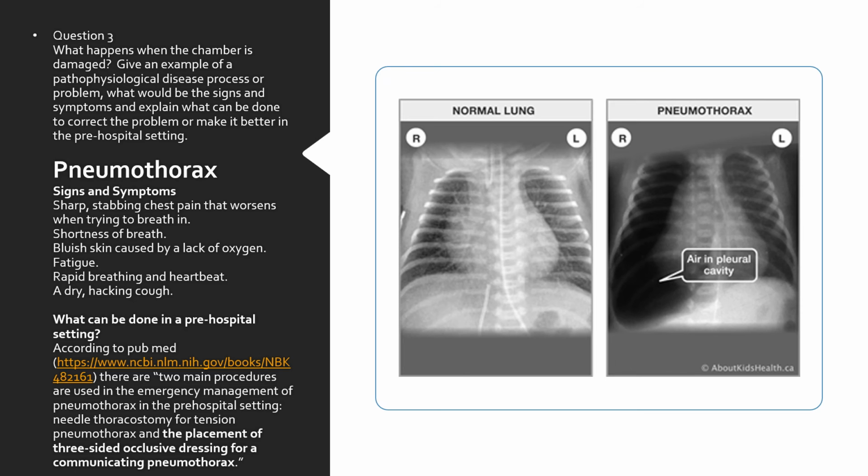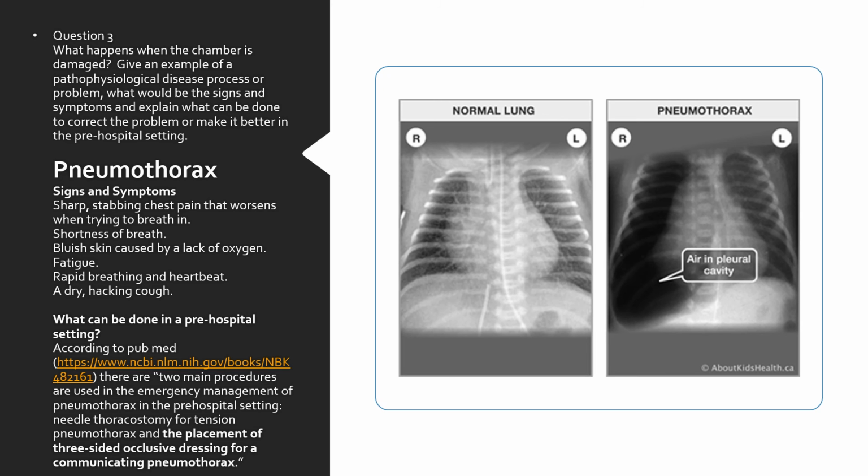So like I said, I chose the pneumothorax. Signs and symptoms of that are sharp stabbing chest pain that worsens when you try to take a breath in, shortness of breath, bluish skin caused by lack of oxygen, fatigue, rapid breathing and heartbeat, and a dry hacking cough.